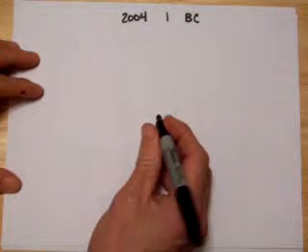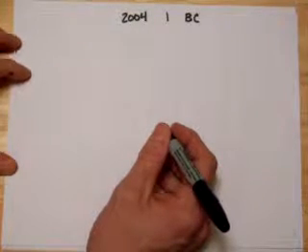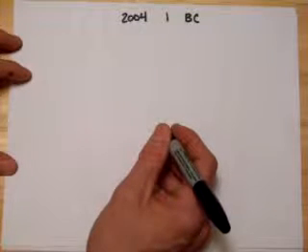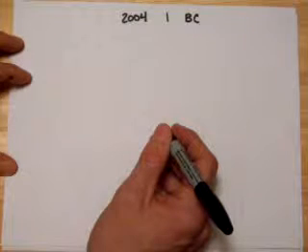Today we're going to be doing problem number 1 from the 2004 BC test. It starts out with a traffic flow problem where there's a function f that tells you the rate that the traffic is flowing through the intersection.